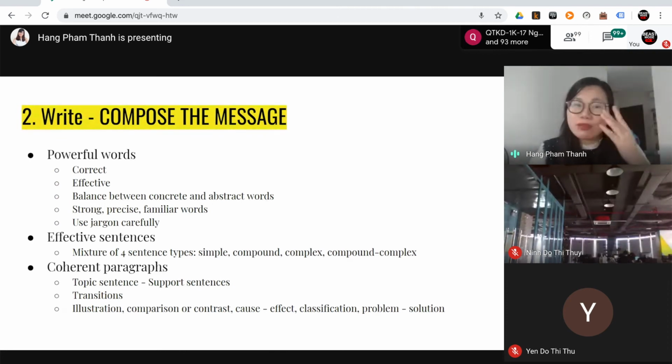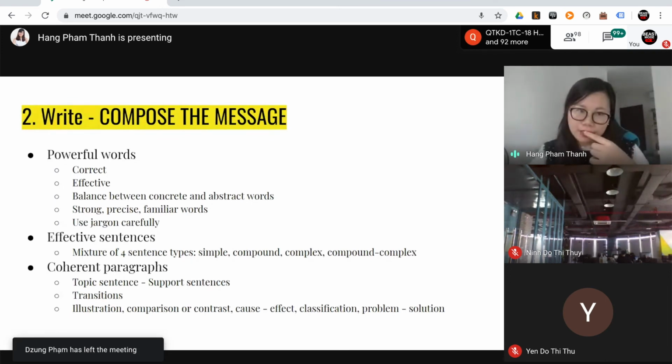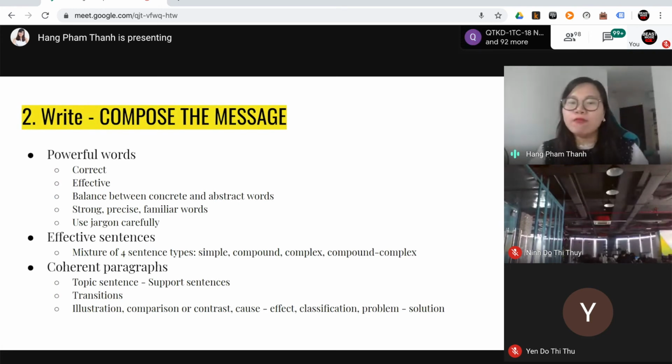You should use strong, precise, and familiar words. You don't use too strange or too fancy words, because the audience may find it hard to understand. You use the jargon, the technical terms, really carefully to make sure that the audience can still understand it. And if you use jargon, it might be helpful to provide some explanation as well.